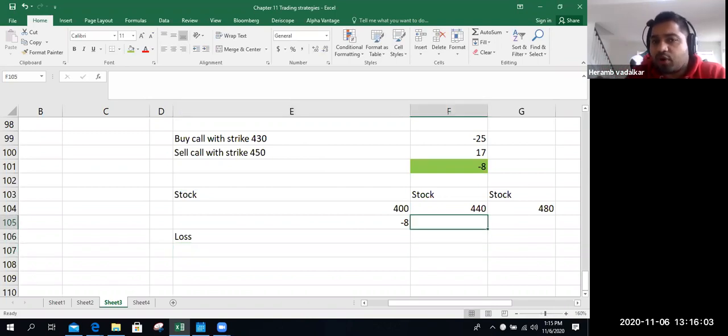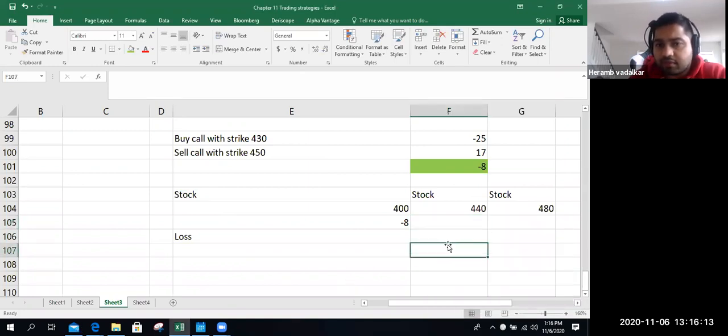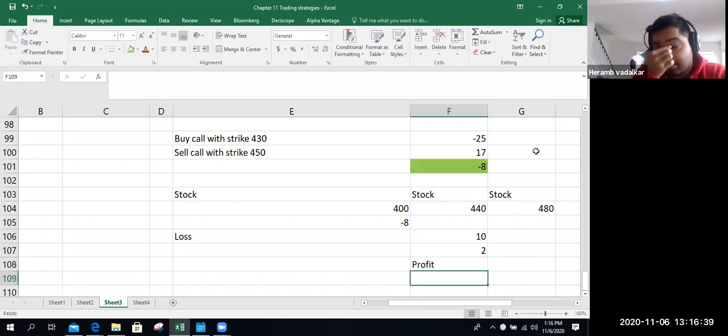The stock price is at 440, so the stock price is in between 430 and 450. How much money do you make? You make money on the 430 call option, and you don't make anything on the 450 call option. So you make 440 minus 430, $10. The cost of setting up this position was 8. So the effective profit from this strategy is $2.